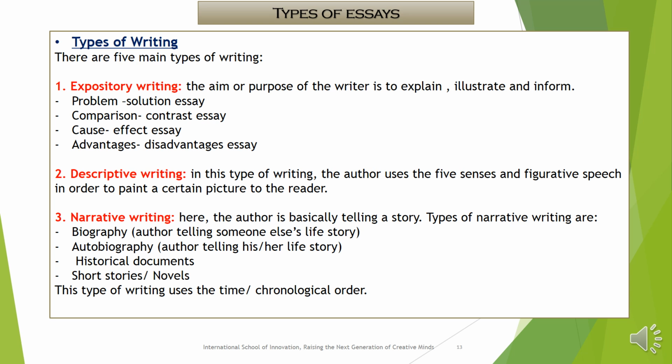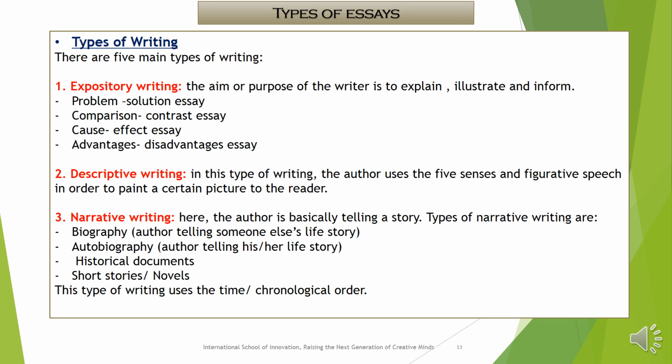The second kind is the descriptive writing. In this type of writing, the author uses the five senses and figurative speech in order to paint a certain picture to the reader. It means the writer describes maybe a certain scene, a certain person, a certain place, a certain object. So it's not necessary just to describe a place.